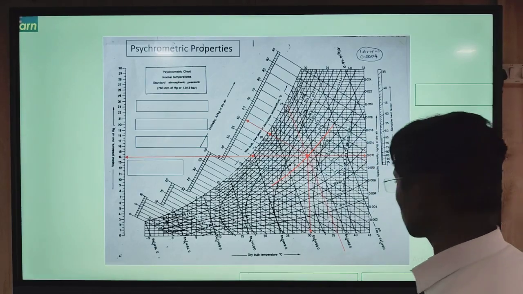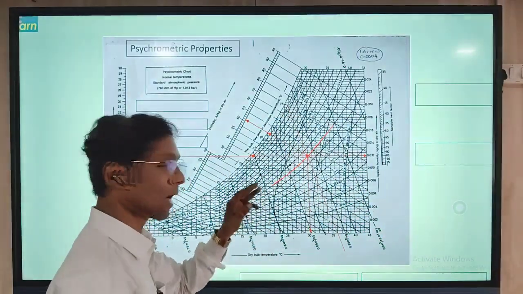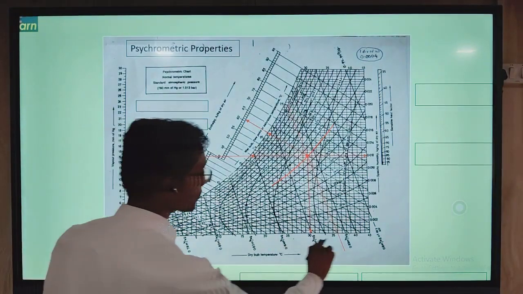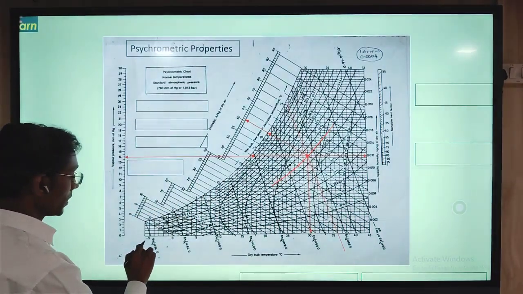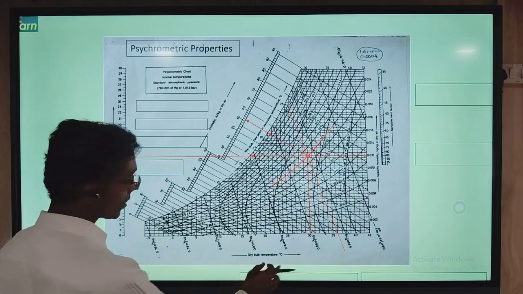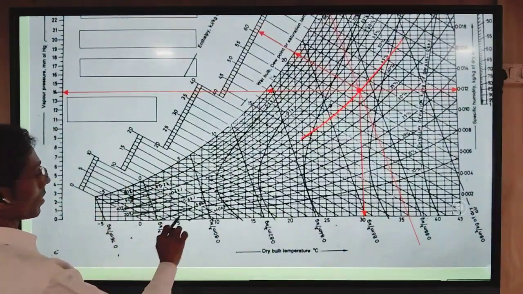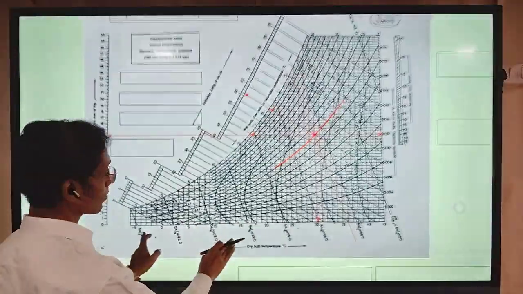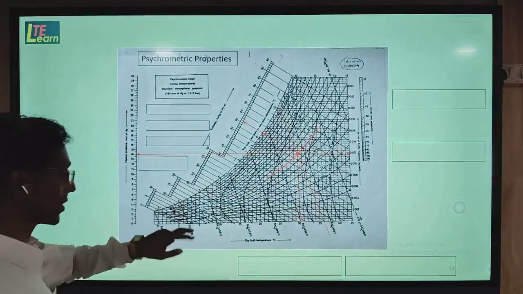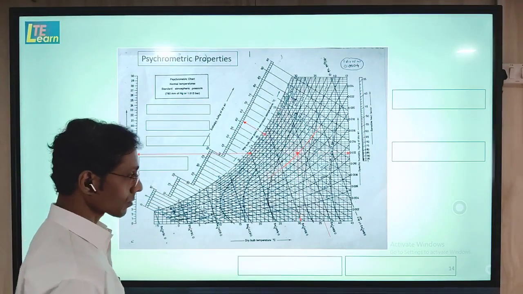Dry bulb temperature. About temperature, there are three types of temperatures. So here we will see dry bulb temperature. If you see, this is a scale at the bottom, ranging from -5 to 43. It is the scale of dry bulb temperature. All the vertical lines emerging from this bottom line in an upward direction are lines of dry bulb temperature.